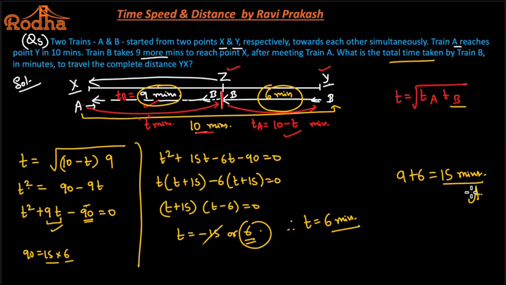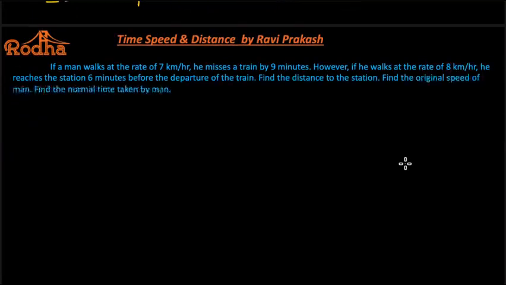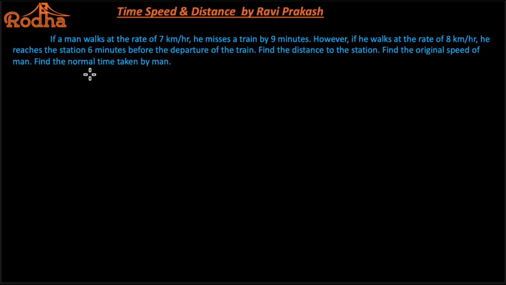Okay, so basically all these 5 questions were on the same formula, that T equal to under root TA TB and SA by SB equal to under root TA by TB here. ठीक है, चलो. Now let's go to the next question here. So again, this should be an easy question for all of you. We have done this kind of question. Let's see it as a practice.